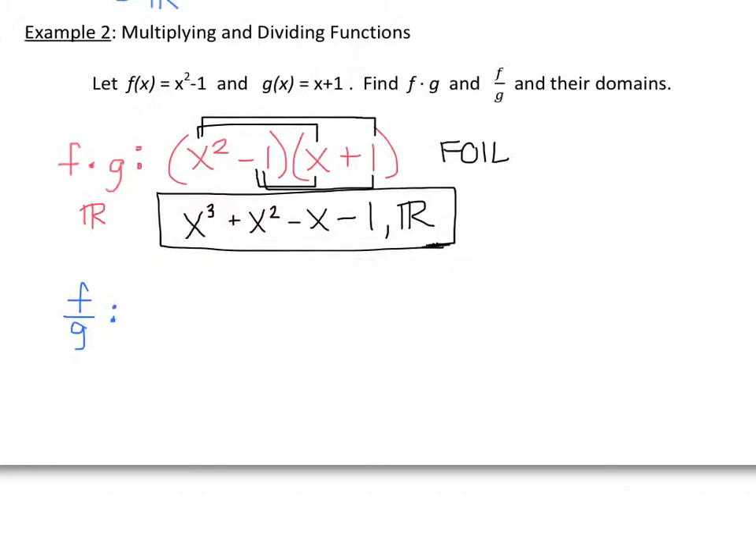So we're still on the front page on example 2. So f, remember, is x squared minus 1, and g is x plus 1. So the domain on these, it's still like whatever the domains are put together, except you can't have anything that would make the denominator equal 0. So our denominator is x plus 1. That cannot equal 0. So what can x not be? Negative 1. Okay, so there's our domain. It's real numbers, except x cannot be negative 1.